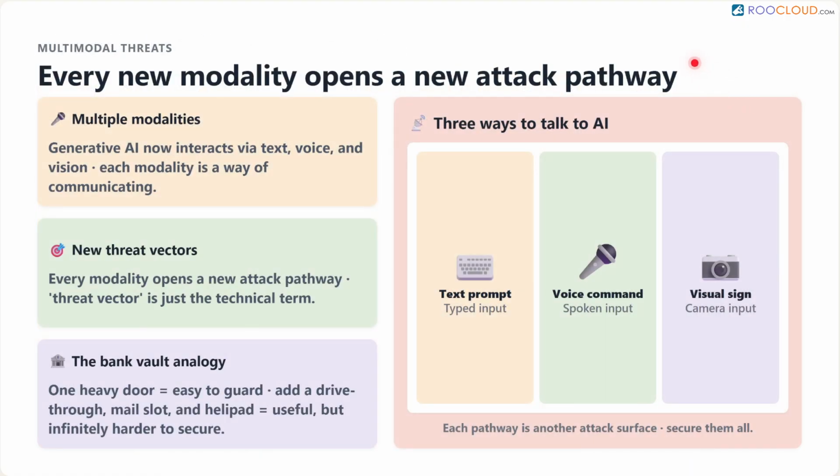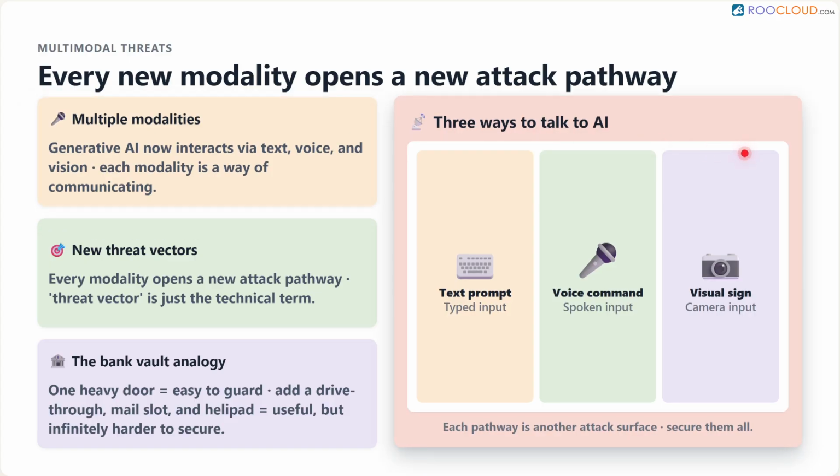This brings us to the rapidly expanding threat landscape surrounding modern systems. Recent breakthroughs in generative artificial intelligence have created systems that can interact through multiple modalities. A modality simply means a way of communicating, such as typing a text prompt, speaking a voice command, or holding up a visual sign to a camera.